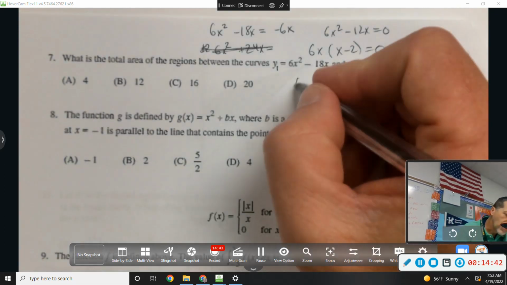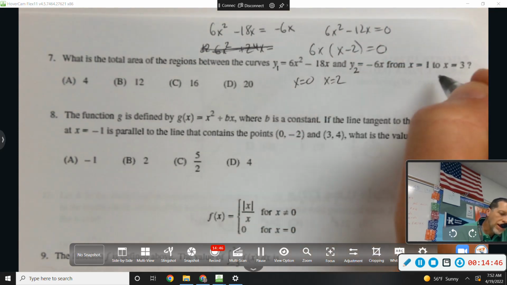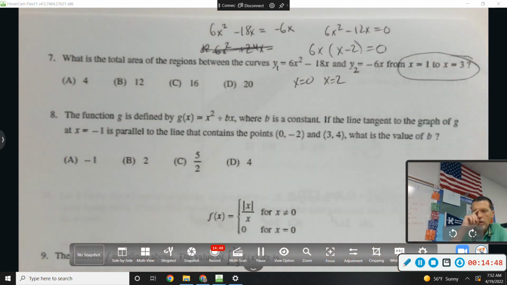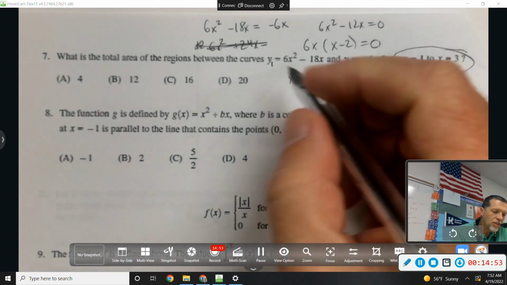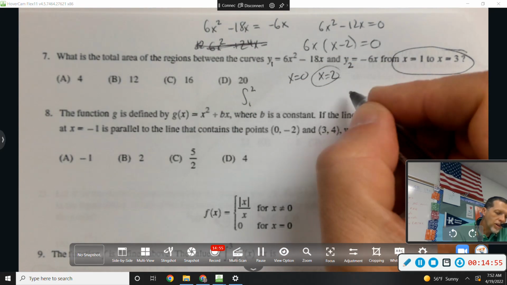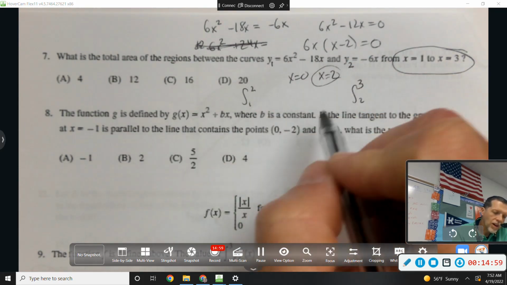So x equals 0, don't really care about that one, but I do care about x equals 2 because I'm going from 1 to 3. So that means something's changing at 2. So I'll need two integrals: from 1 to 2 of whichever one's on top, and from 2 to 3.